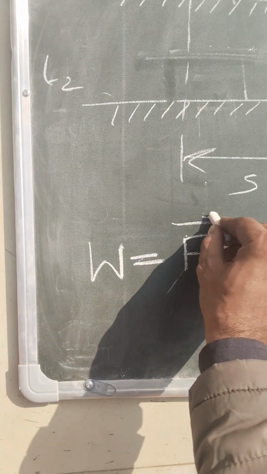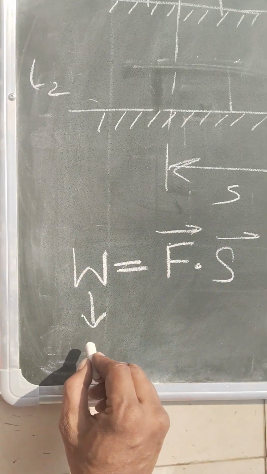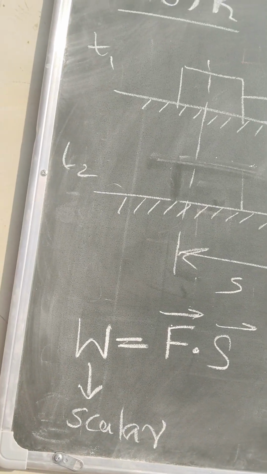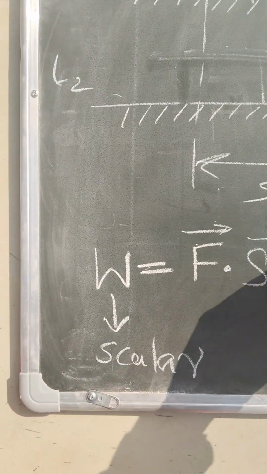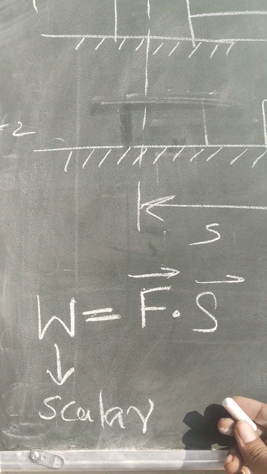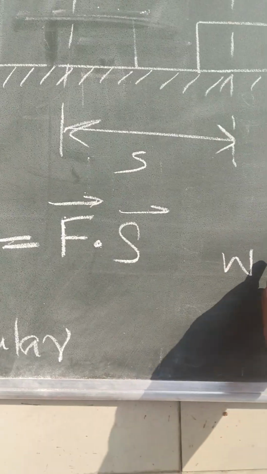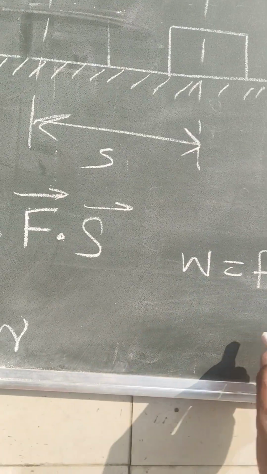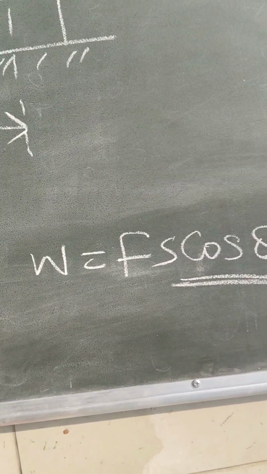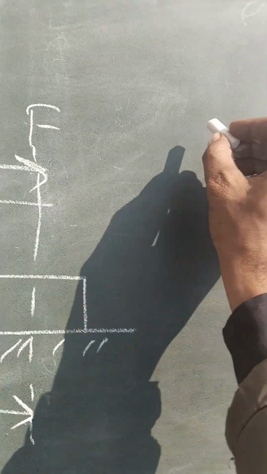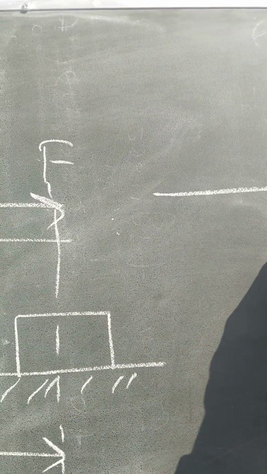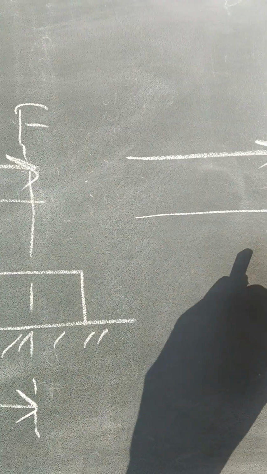These are vector quantities, but work is a scalar. So we don't need to write these as vectors because there is no vector involved in work. So simply work is equal to Fs cos theta. What does this theta mean? The direction of this force is in this direction. That's force, and displacement also happens in this direction.